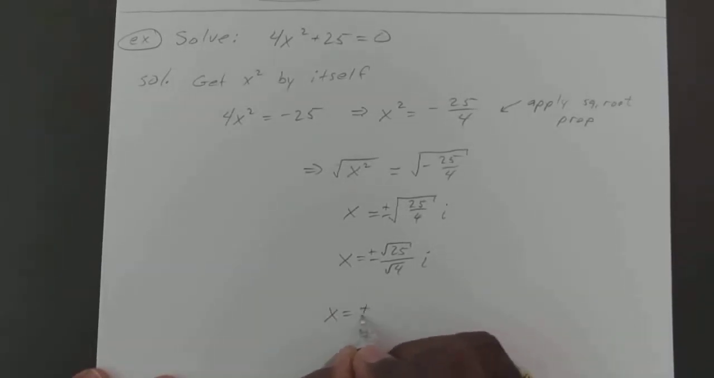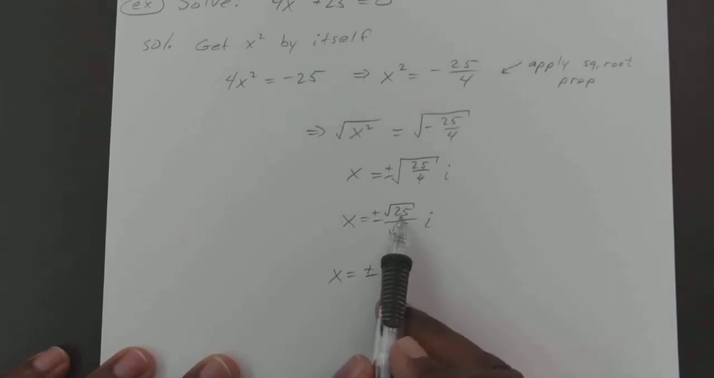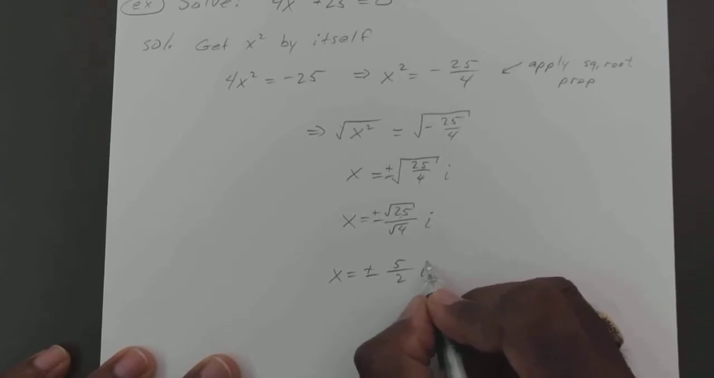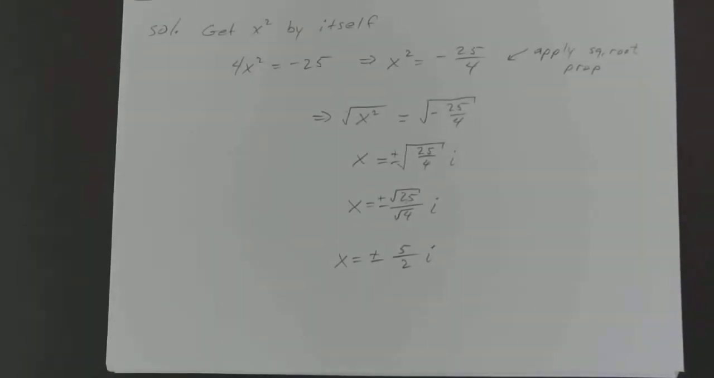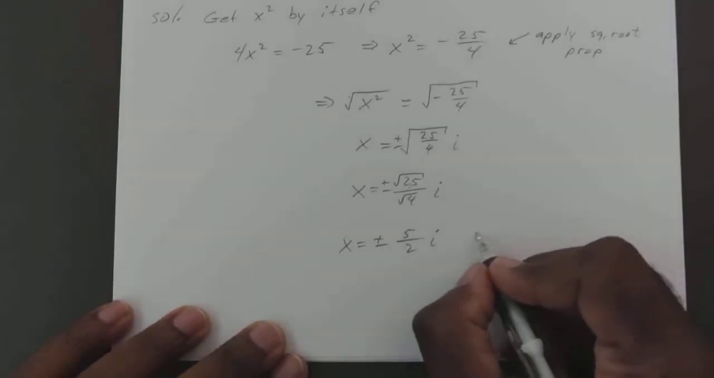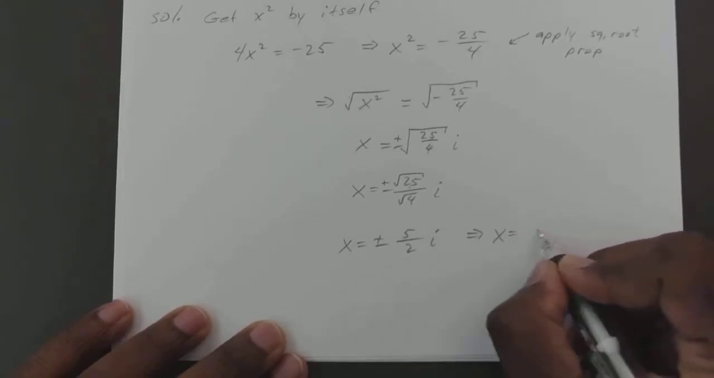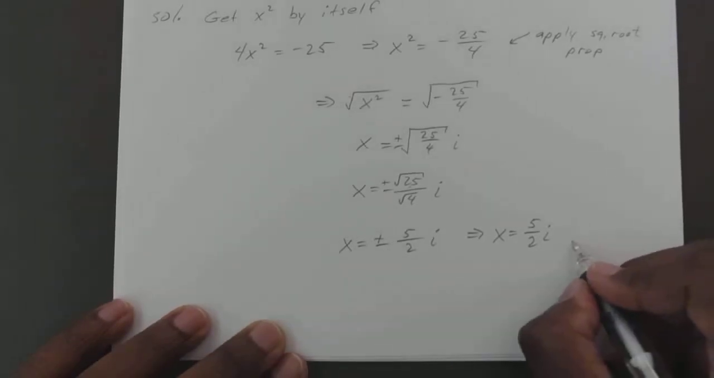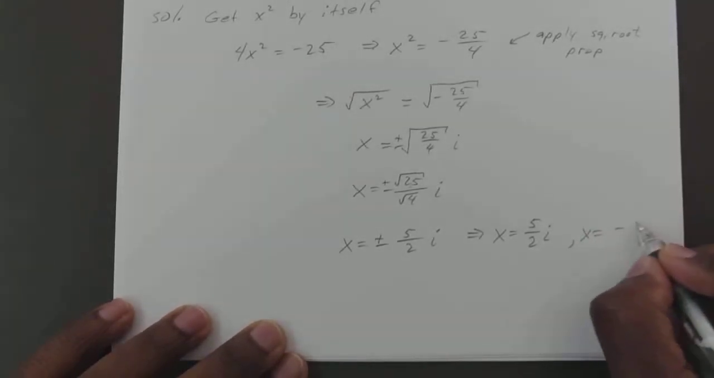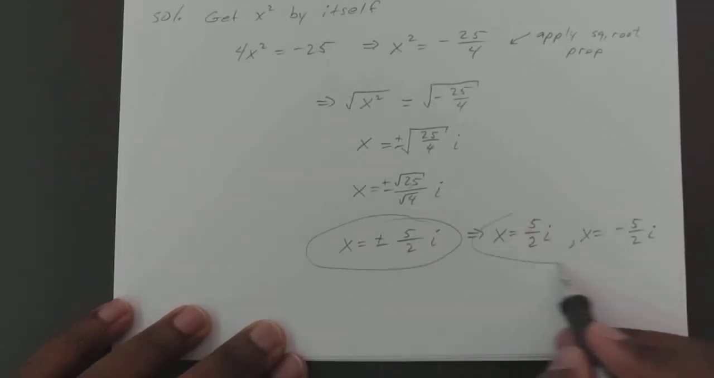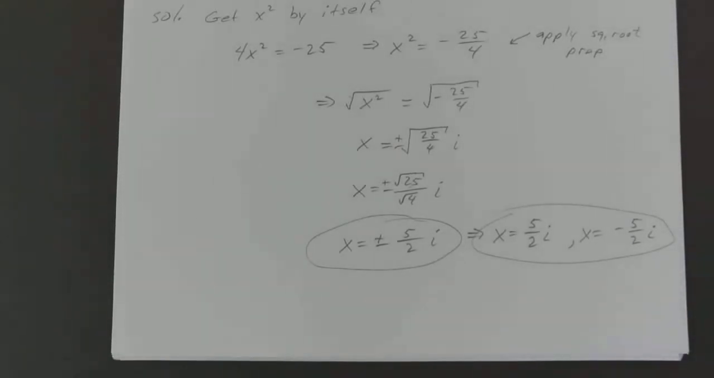Okay, so x equals either positive or negative square root of 25 is 5, square root of 4 is 2, i. So sometimes they'll want you to put your answer like that. If not, then they may have you separate those two to where x can equal positive 5 over 2i or negative 5 over 2i. They'll usually tell you which form they want the answer in.